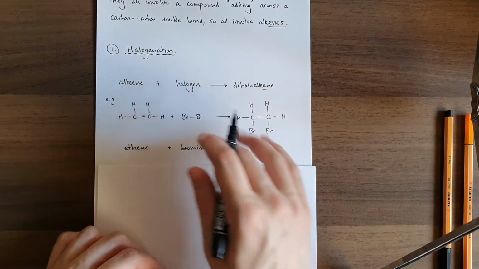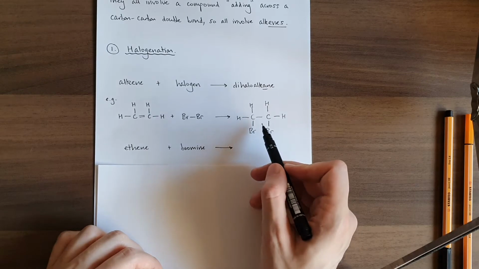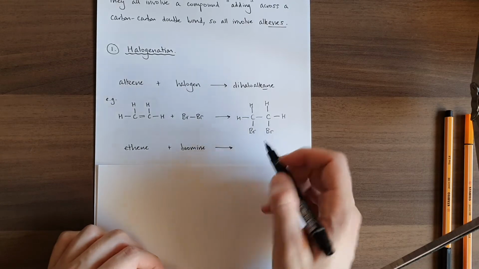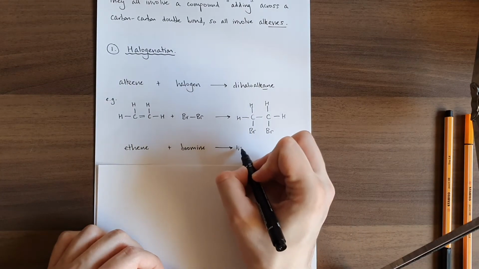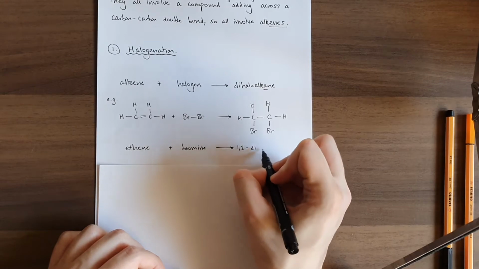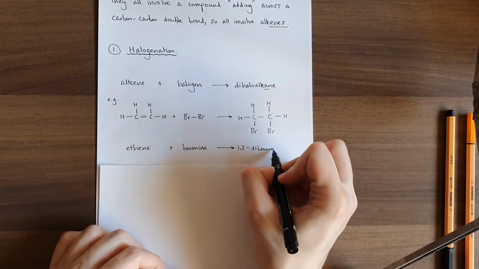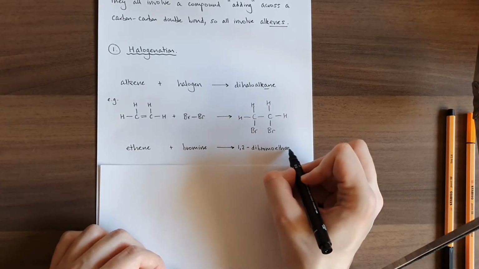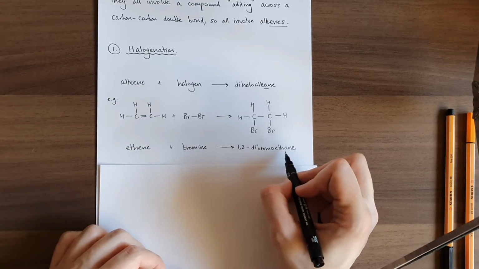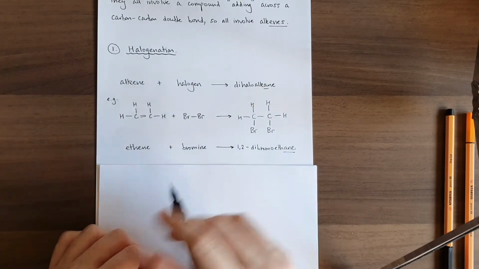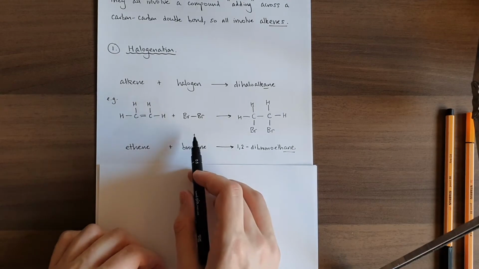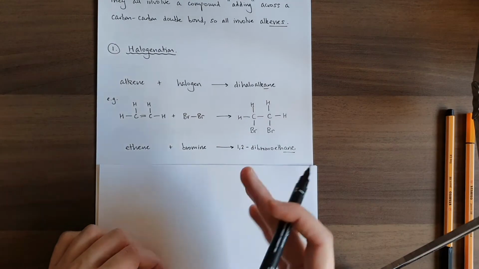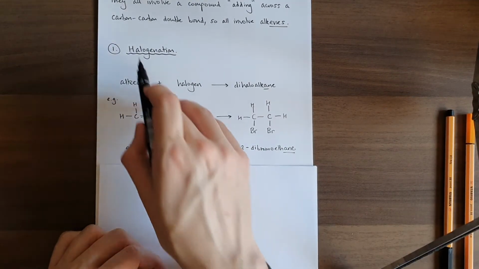And now if we try to name this, all we have to do is indicate which carbons the bromines are on, and then determine how many carbons we have. So we're going to in fact have 1, 2, dibromo, because there's 2 bromine atoms, eth, because there's 2 carbons, and it's an alkane, or a haloalkane now, because there are no more double bonds. So whatever the halogen is, we always form a dihaloalkane when we react one with an alkene, and that is halogenation, because we're adding a halogen.